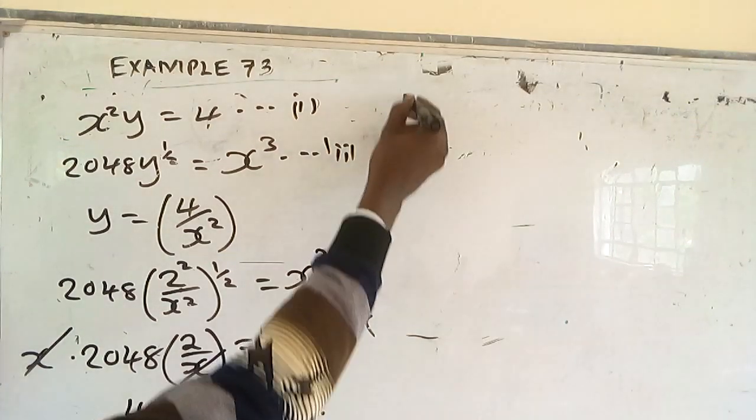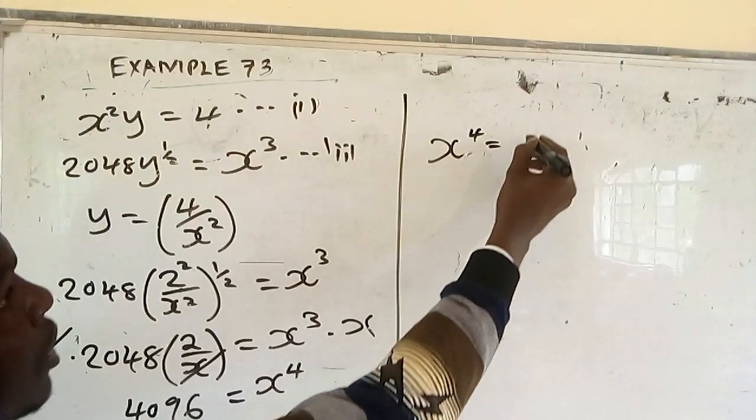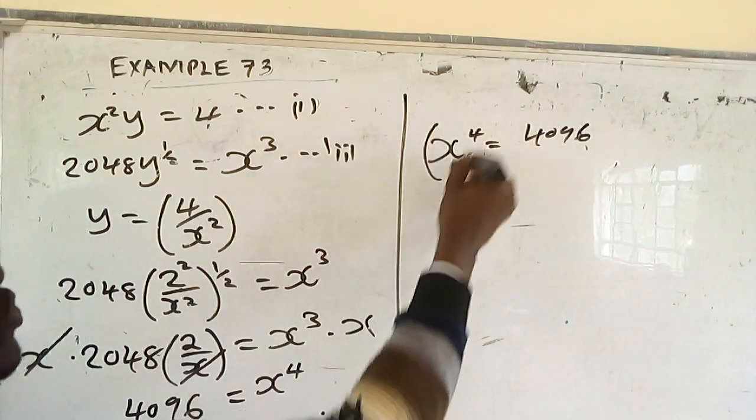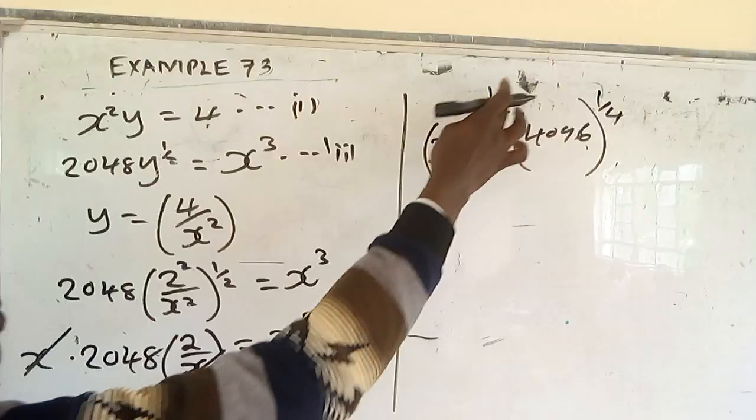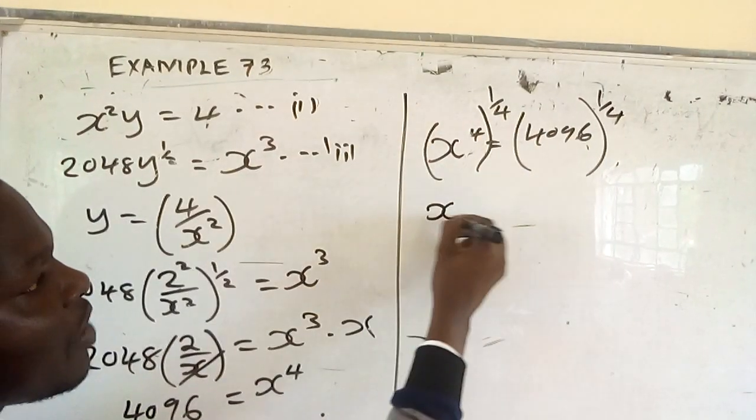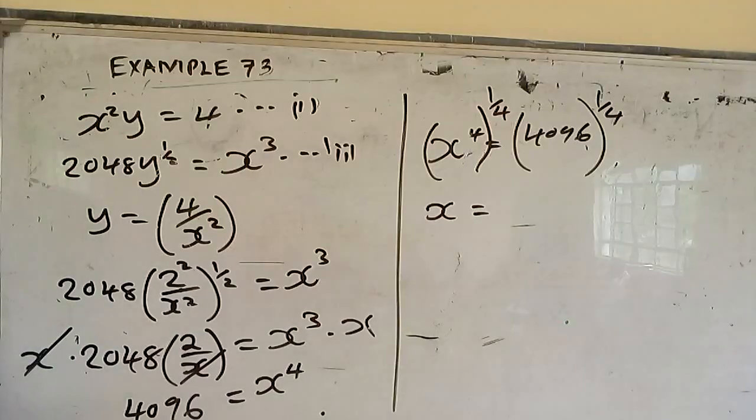So what is x? You found x raised to power 4 to be 4096. Meaning for you to get x, you raise both sides of the equation to power 1 over 4. So power quarter times the power inside, you remain with x. So what is 4096 raised to power 1 over 4? Yes, good. This guy is doing the right thing, he's putting it in brackets. That's very good. 8. You found 8. So the answer x is 8.